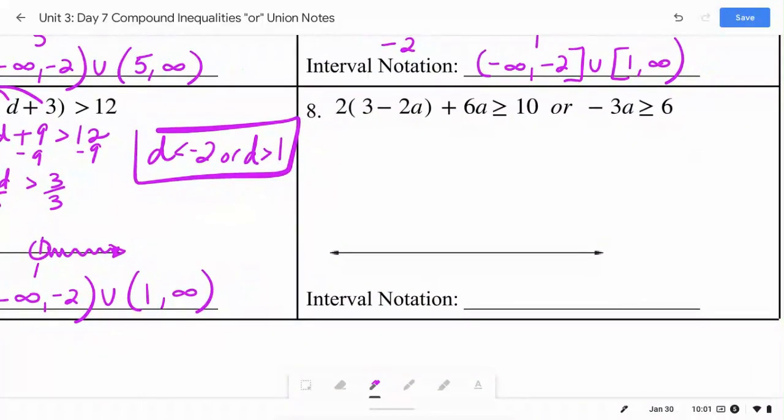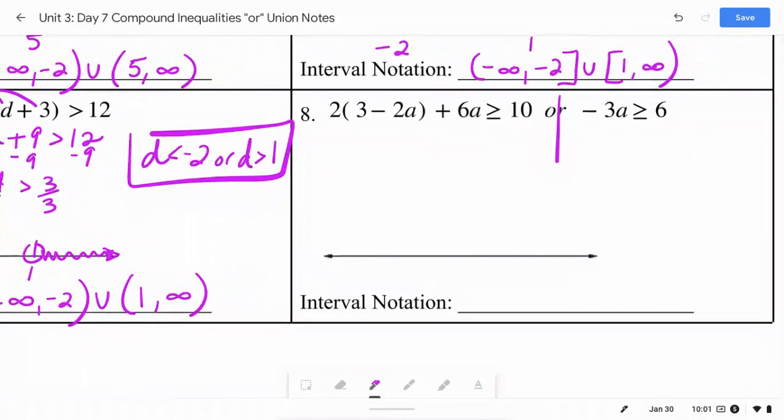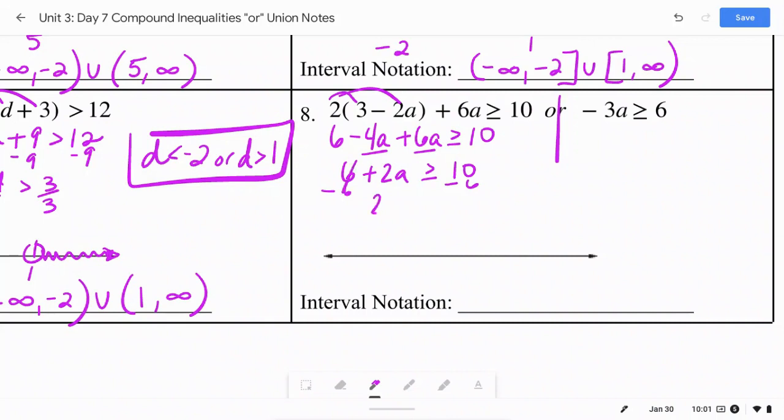So in example 8, again, we're going to solve these separately. So for the first one, we're going to distribute the 2. So I get 6 minus 4a plus 6a is greater than or equal to 10. Combine like terms, so I get 6 plus 2a is greater than or equal to 10. Subtract the 6, I get 2a is greater than or equal to 4, and then divide by 2. So a is greater than or equal to 2.